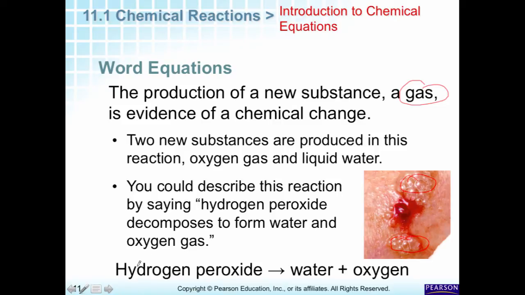So here's our word equation. Hydrogen peroxide, that's the stuff in the brown bottle, will make water and oxygen. So this is oxygen. The oxygen is what's helping get rid of the bacteria for you.